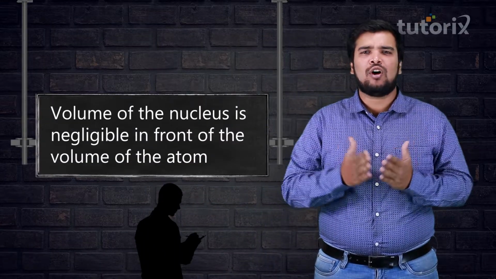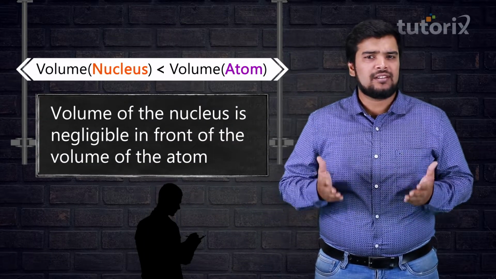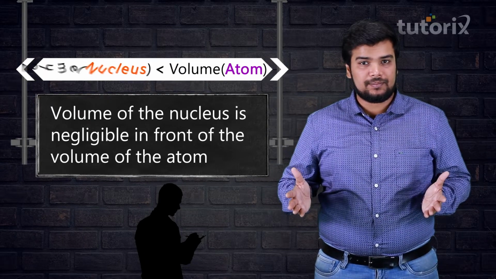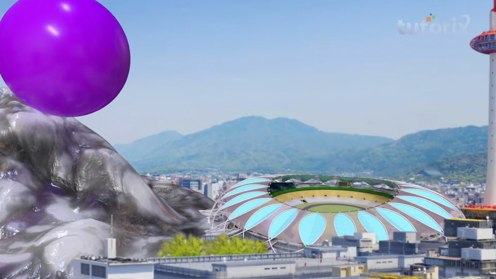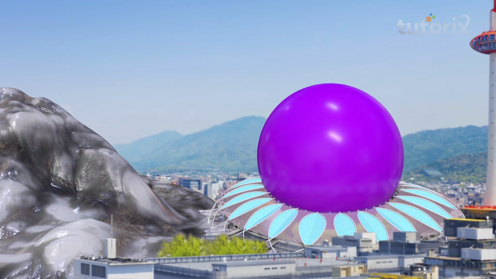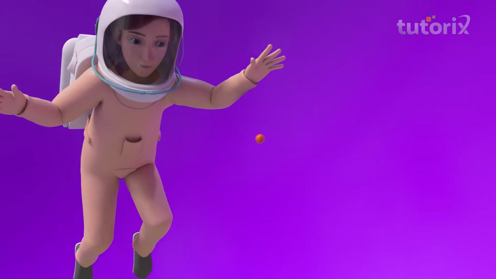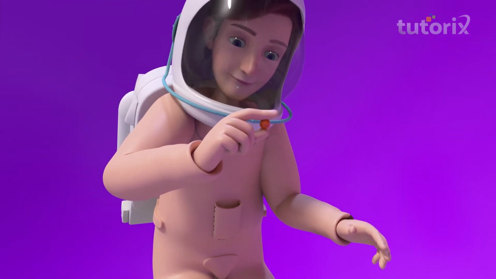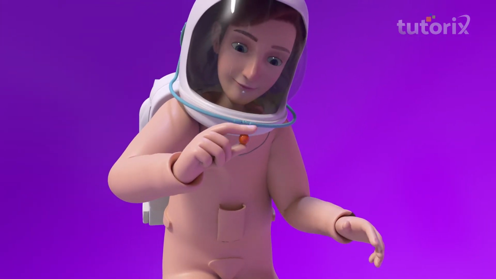He also proposed that the positive particles live within the nucleus and he called them protons. To support his theory further, he calculated the volume of the nucleus and showed that the volume of the nucleus is negligible in front of the volume of the atom. To put that in perspective, imagine if an atom is as big as a football stadium. Then, to look for the nucleus, we'll have to zoom into the center and we'll finally find the nucleus. And it will be as small as a marble. And that's how empty an atom is.